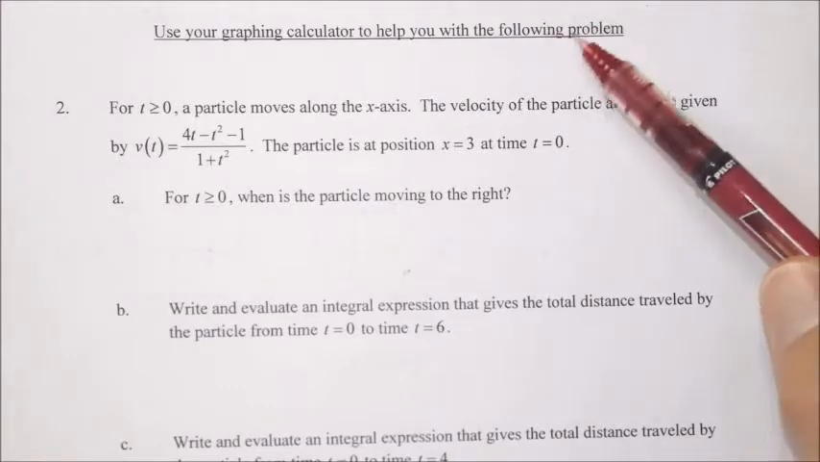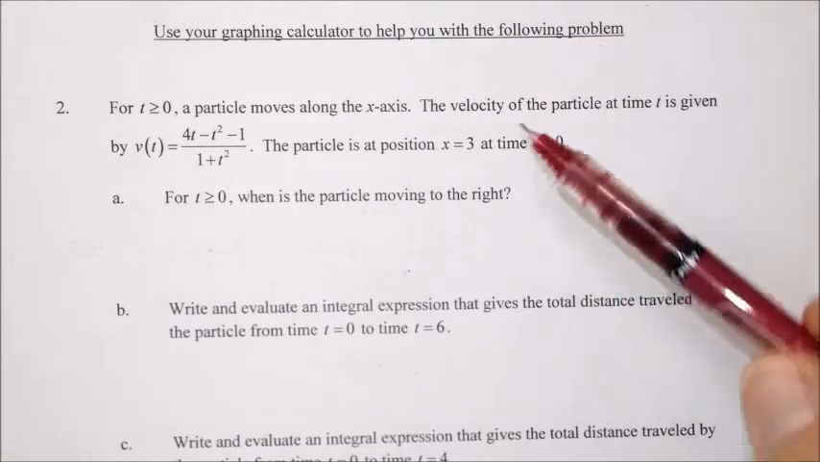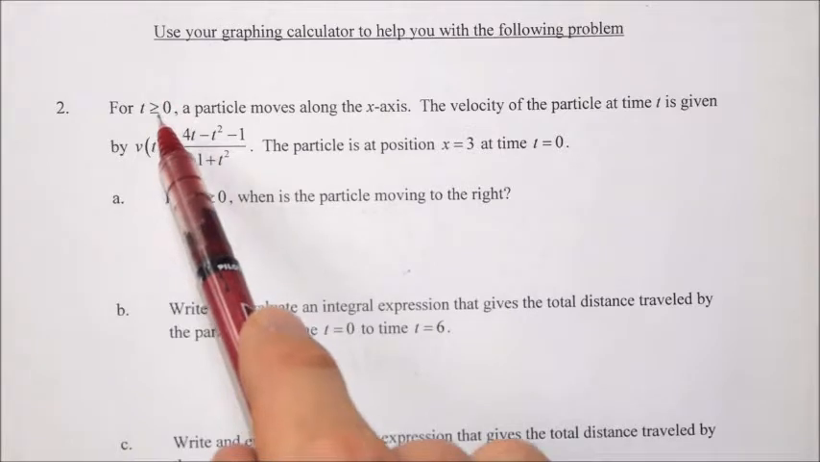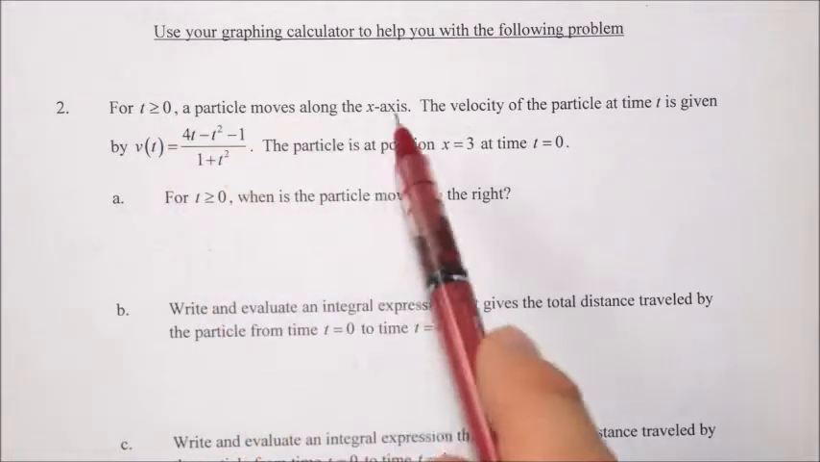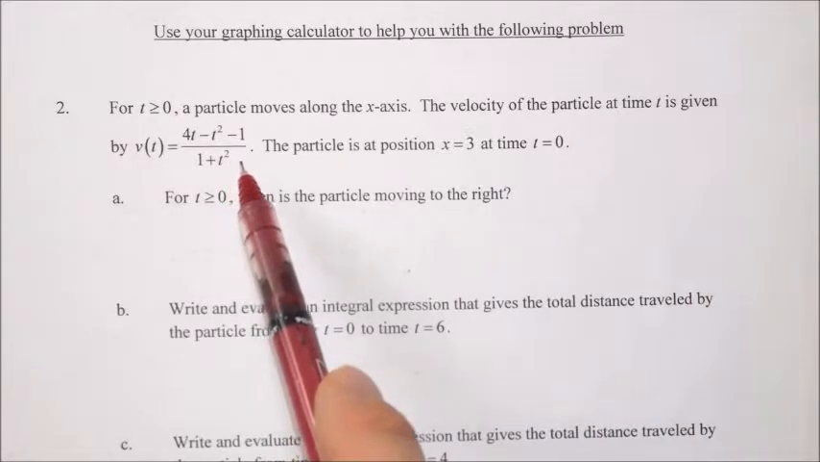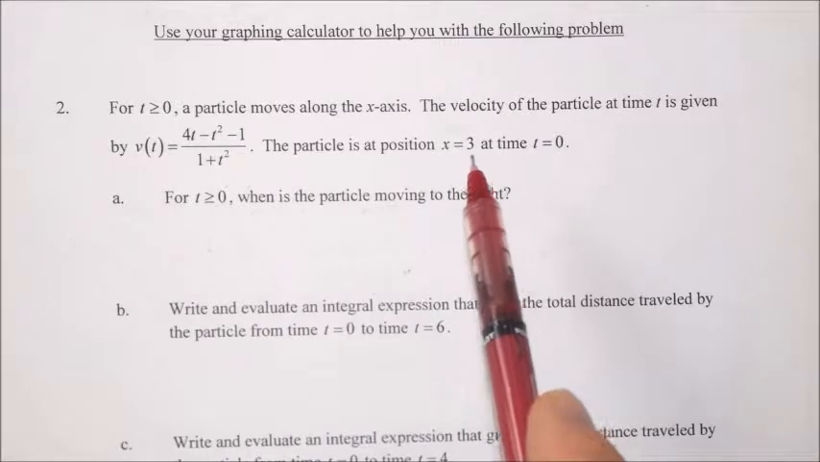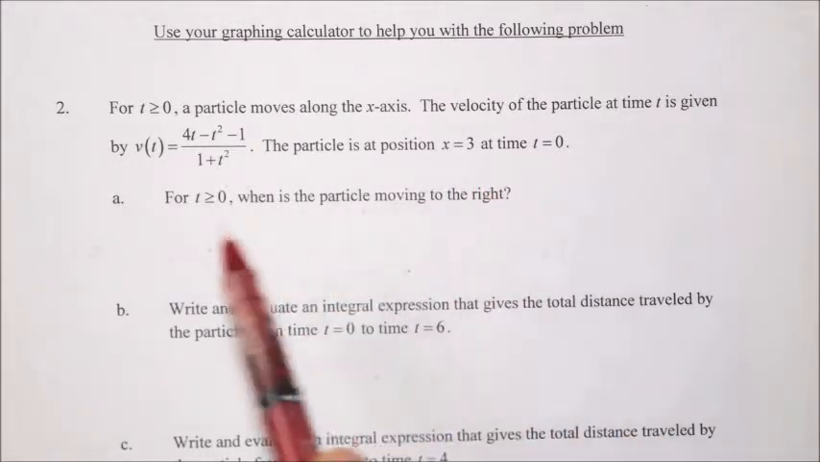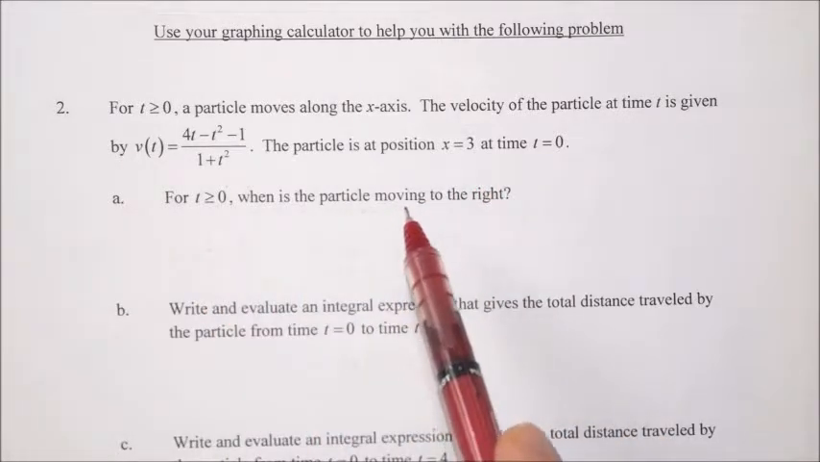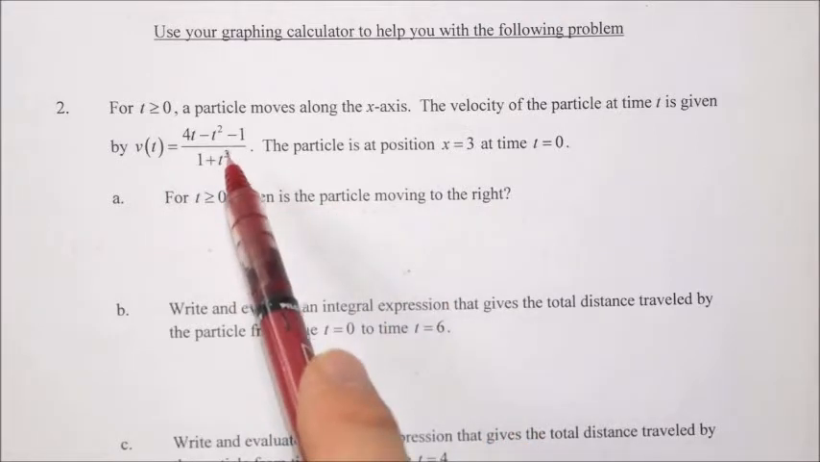Problem number 2 says use your graphing calculator to help you out. We have a situation for all time t greater than or equal to 0, a particle moving along the x-axis again. This time our velocity is this rational expression, and the particle once again is at position x equals 3 at time t equals 0. So for starters, when is the particle moving to the right? A particle moves to the right when the velocity is positive.